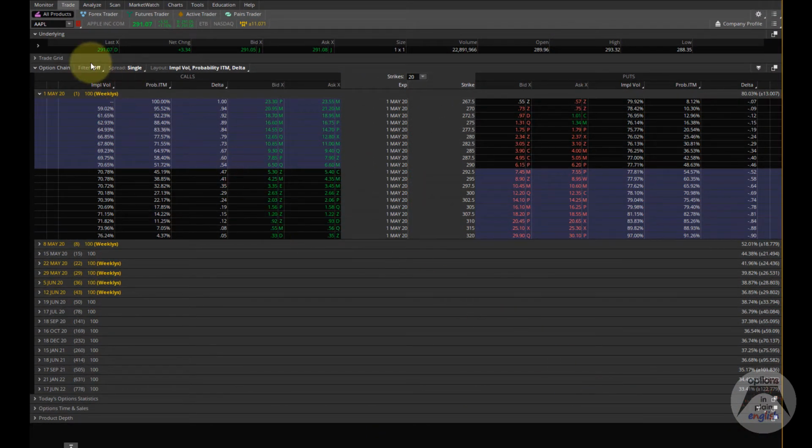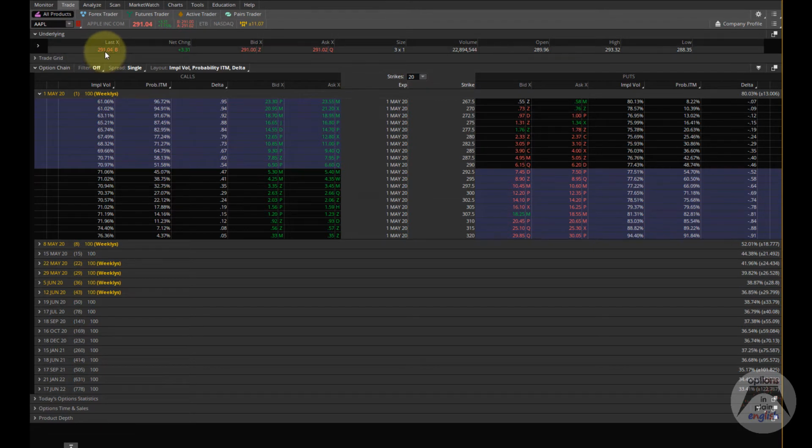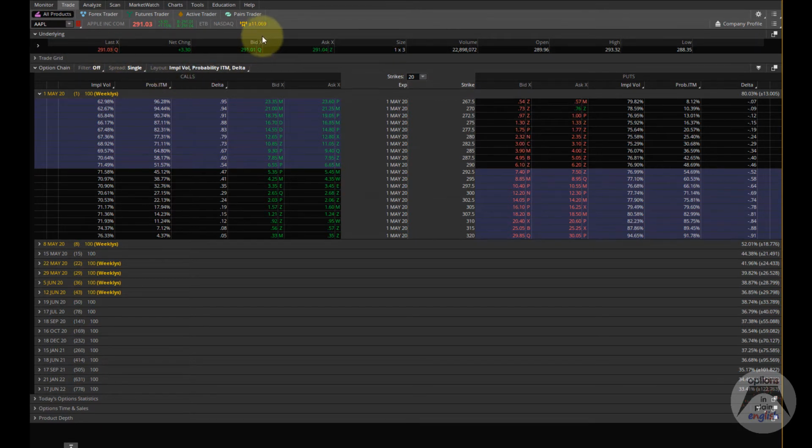Let's take a look at Apple. AAPL is a ticker symbol. They're going to be reporting earnings results tonight, and the stock is trading at $291, and we already have the expected move right here, which is just about plus minus $11.